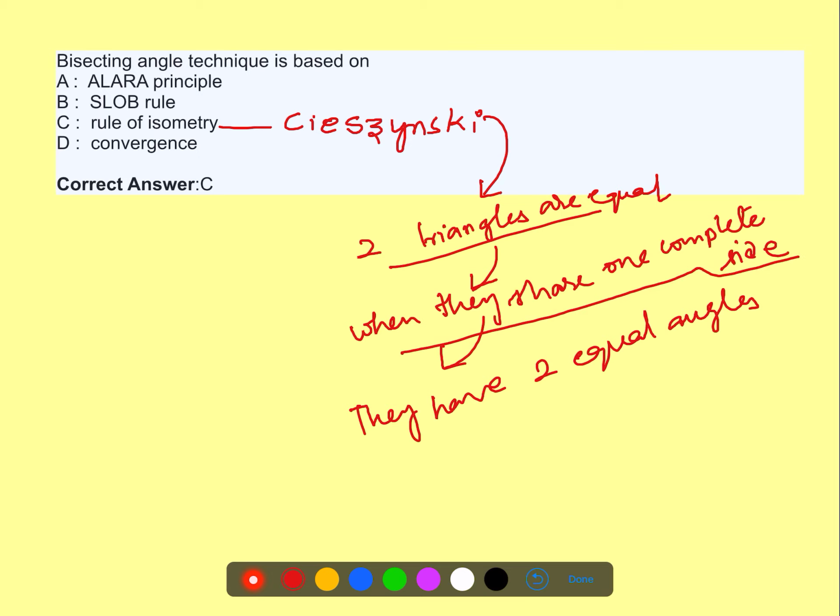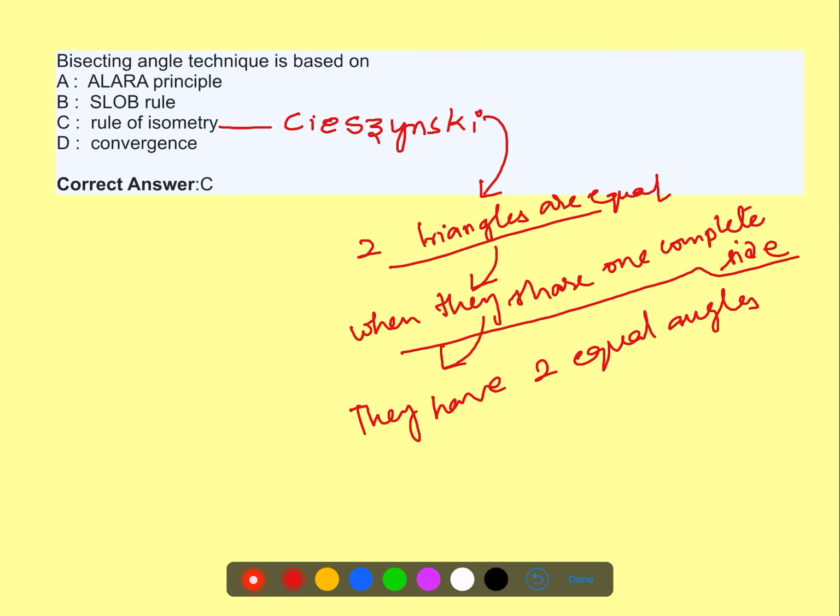A ghost image in OPG occurs when there is an image of a dense object within the path of the beam but out of the focal trough. So the ghost image forms when the object is out of the focal trough but within the path of the beam.